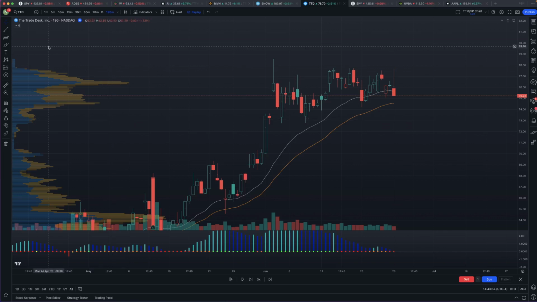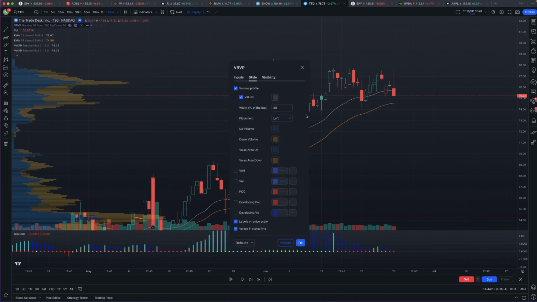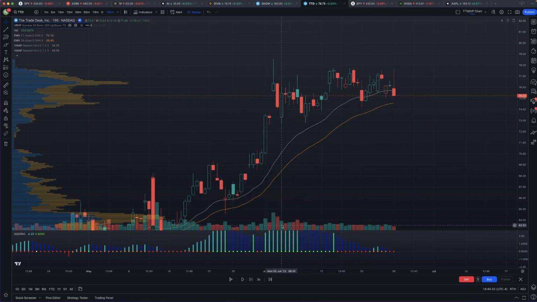If you're looking to add volume profile to your charts in TradingView, search the indicators for VRVP. Within that, you can control how much of it you see, whether it's 40% of the box here, or more. You can also change the opacities. You can send it way to the back or bring it to the front so it's easier to see. It's a free indicator and something I use quite a bit.